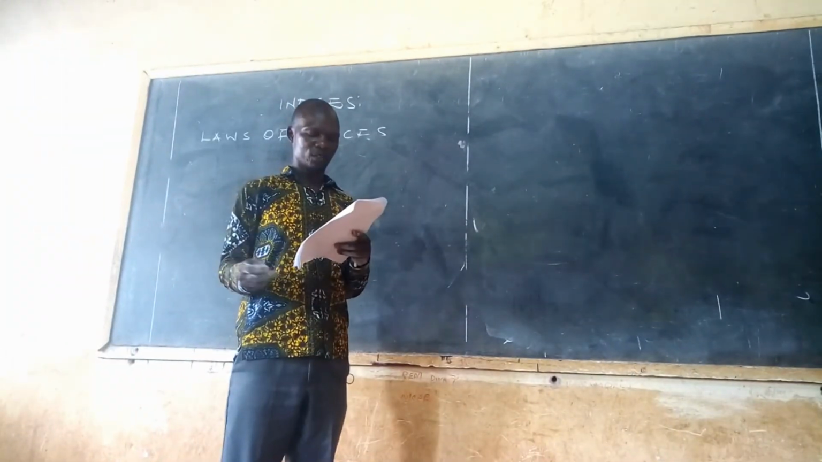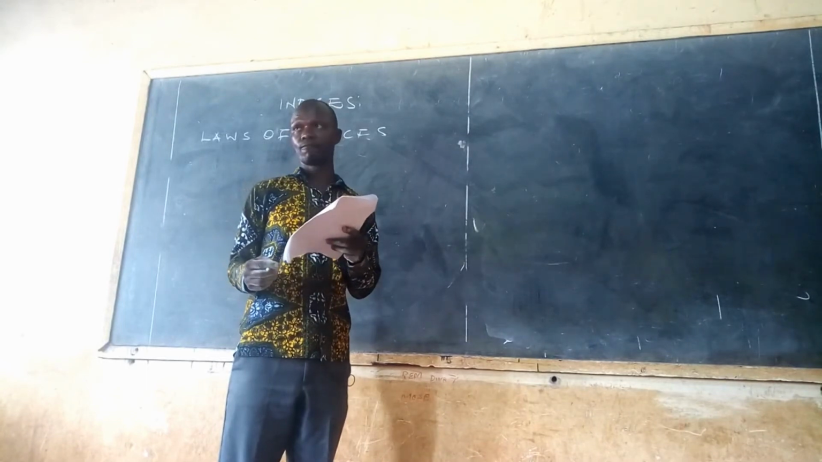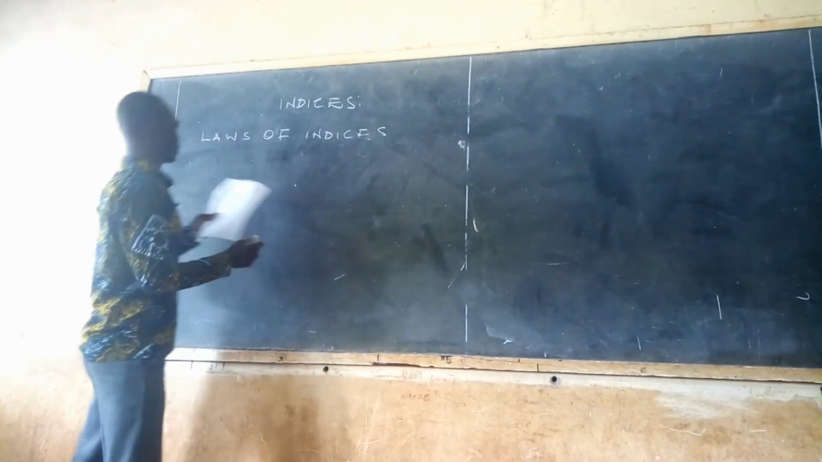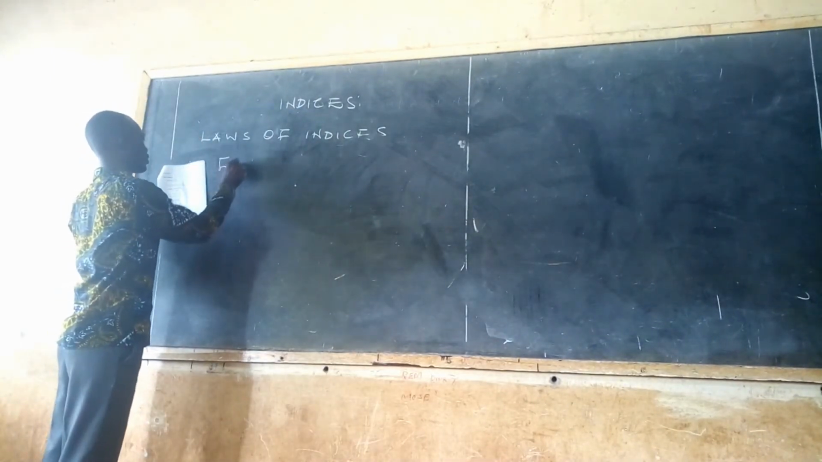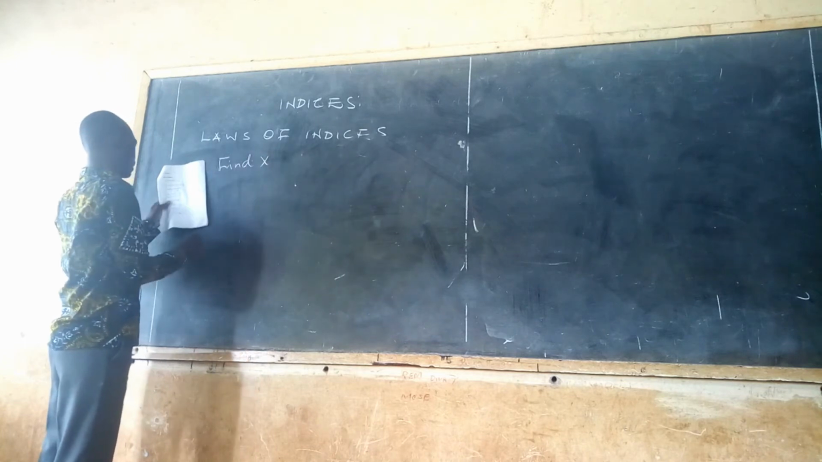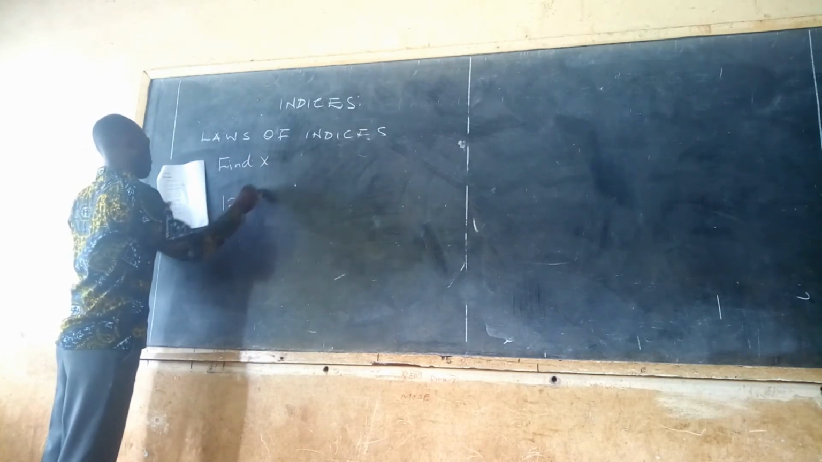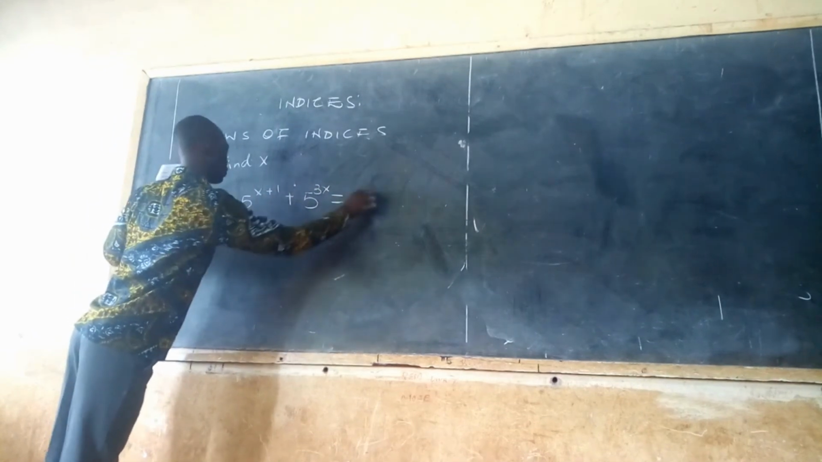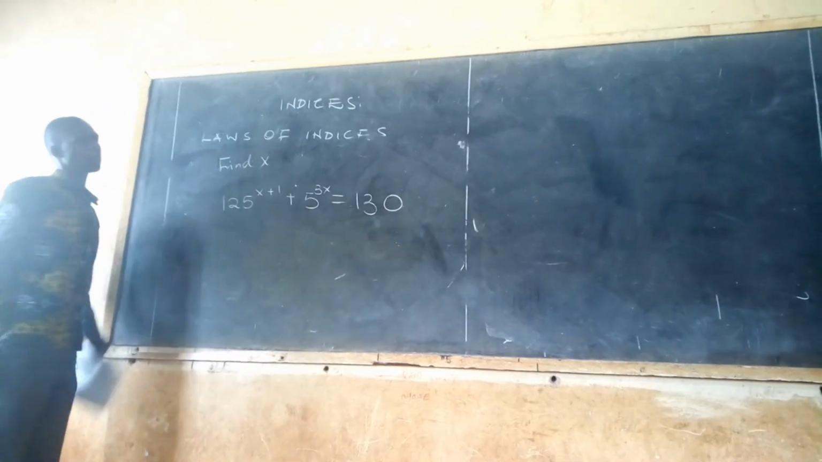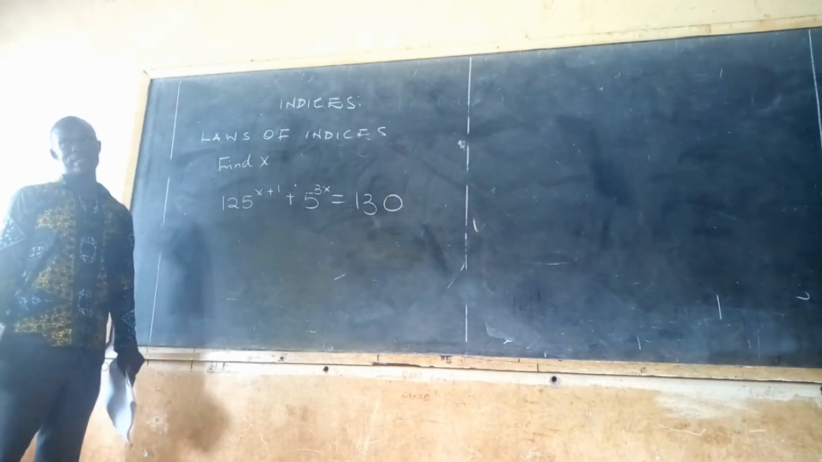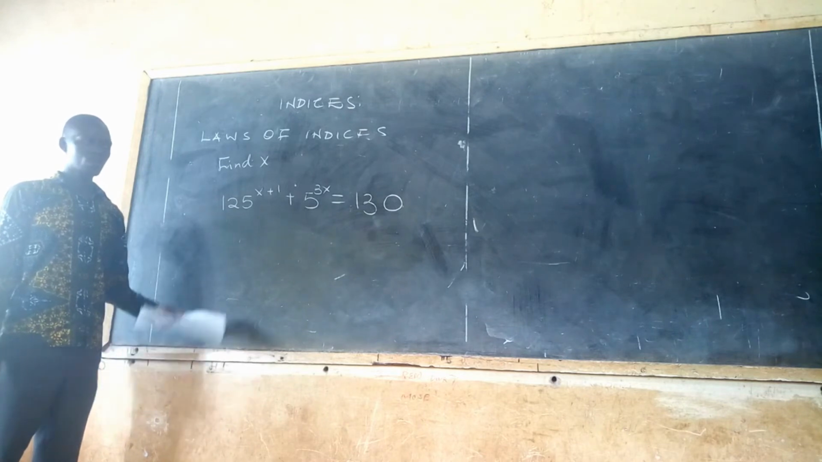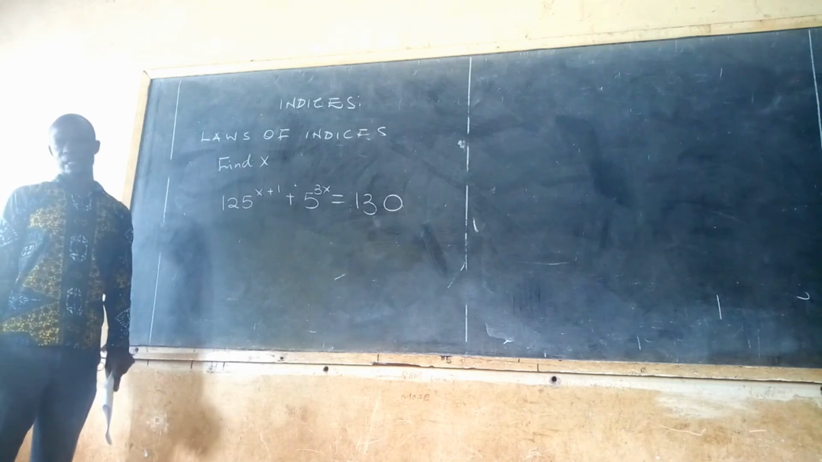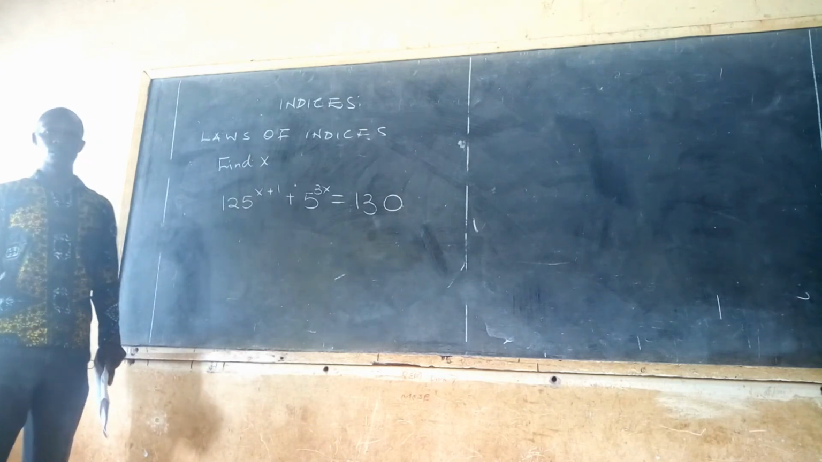Okay, let me give another example to explain how to work when we have addition and subtraction. Suppose I want you to find x in which 125 to the power x plus 1 plus 5 to the power 3x equals 130. We are adding the bases, we are not multiplying. So do not struggle to have a common base for all of them. Instead, begin by expanding where the indices need you to do that.